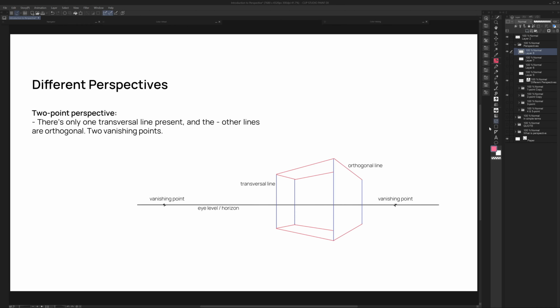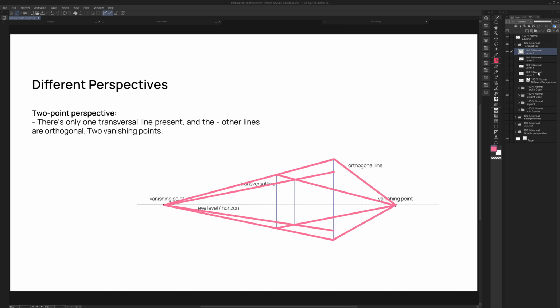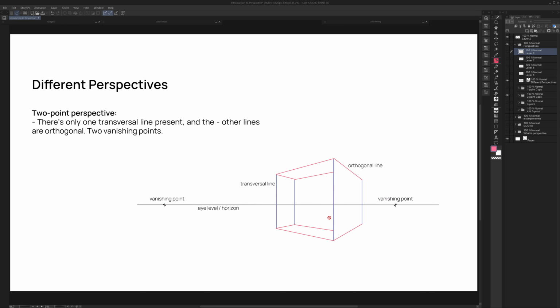You have two different vanishing points. That's one, and then we have another one here. You can see how all of these lines are going to the vanishing points, which creates the cube. So that's how 2-point perspective works. I think it's a bit more used than 1-point, but that's how it works.